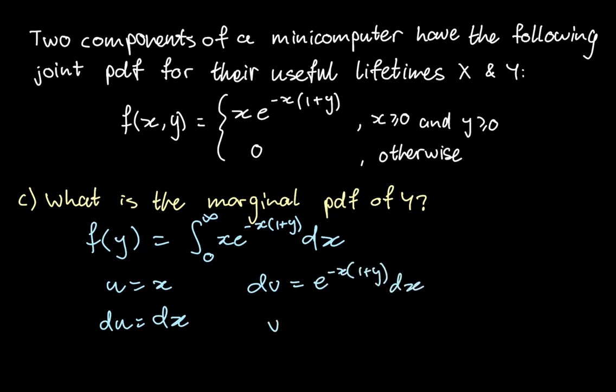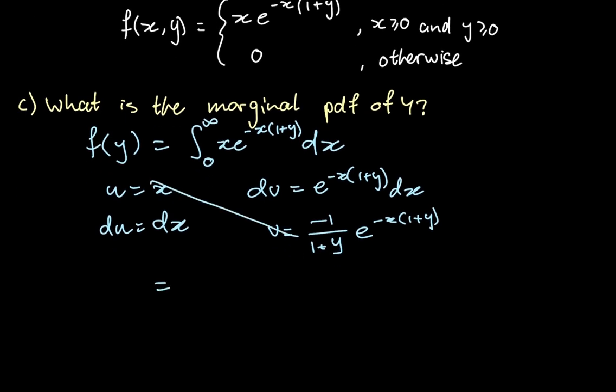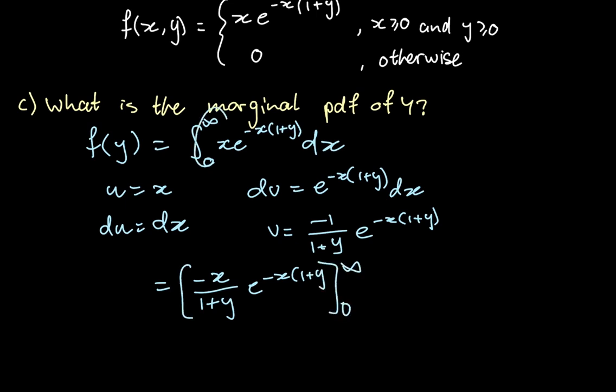And if I integrate that in terms of x, I get e to the negative x(1 plus y), and then I divide by the derivative of the exponent. So the derivative of negative x times 1 plus y in terms of x is just negative times 1 plus y. Okay. So now I can express this integral as u times v. So that's negative x over 1 plus y, e to the negative x times 1 plus y. And that I integrated from 0 to infinity.